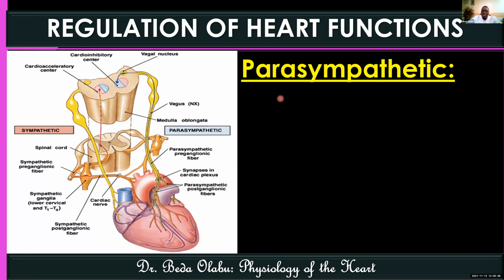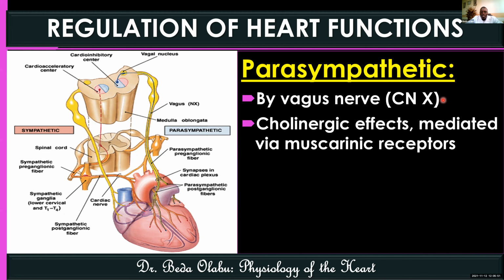So autonomic regulation to the heart is via both sympathetic and parasympathetic nervous system. The parasympathetic innervation to the heart is via the vagus nerve, which is the 10th cranial nerve. Remember, we have preganglionic and postganglionic neurons. The postganglionic parasympathetic neurons release acetylcholine. So the neurons are cholinergic. Therefore, the parasympathetic effects on the heart are cholinergic effects mediated by acetylcholine binding to the muscarinic receptors on the heart.